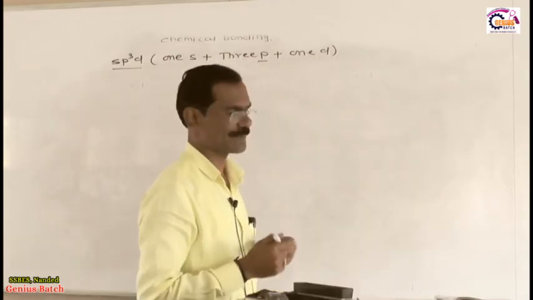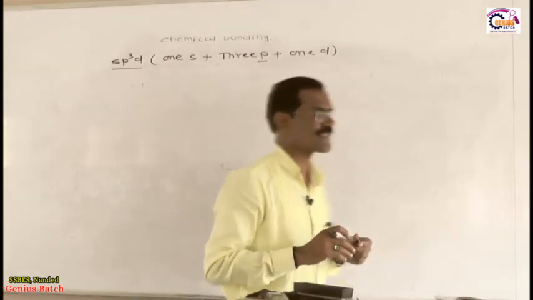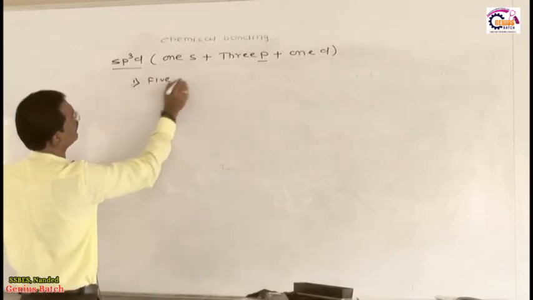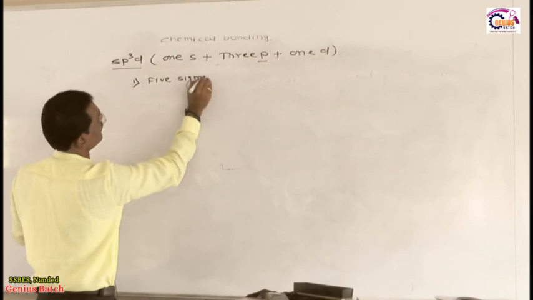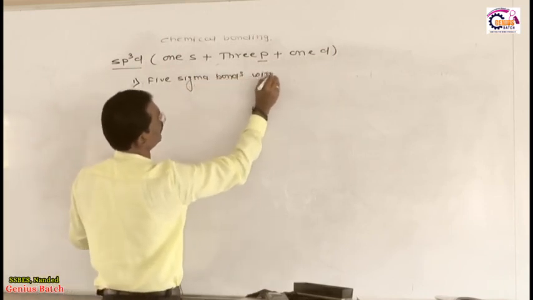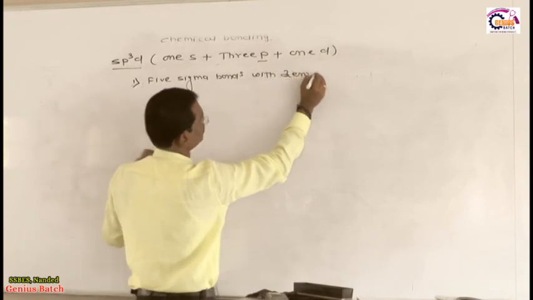Now see the first case. That first case is 5 sigma bonds with 0 lone pair. You know very well which is the first case. The first case is 5 sigma bonds. Listen very carefully. 5 sigma bonds with what? 5 sigma bonds with 0 lone pair.